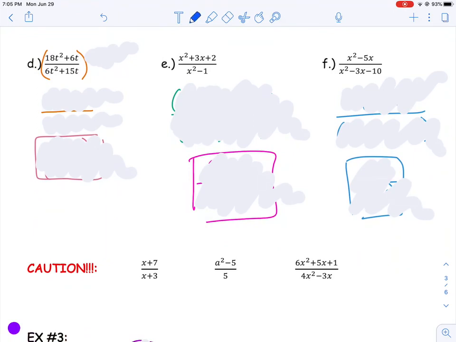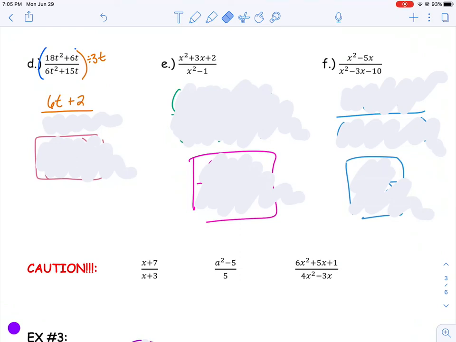All right, if you look at D, I noticed again 1, 2, 3, 4 different terms. Is there a GCF between all 4 of these terms? Do you notice a number that can be taken out or divide into 18, 6, 6, and 15? And can you take out a t from all of those different terms? If you can, let's divide every single term, all 4, by the GCF of 3 and t. When I divide every term by 3t, that turns my numerator into a 6t plus 2. I divided each piece by 3t.